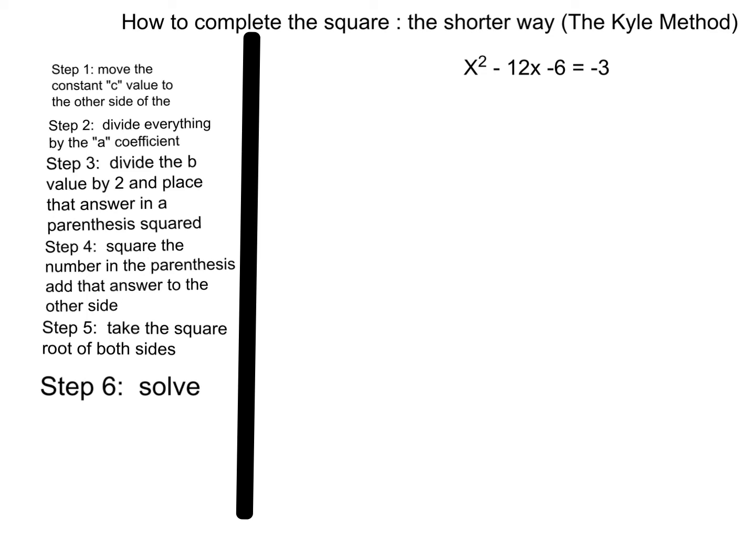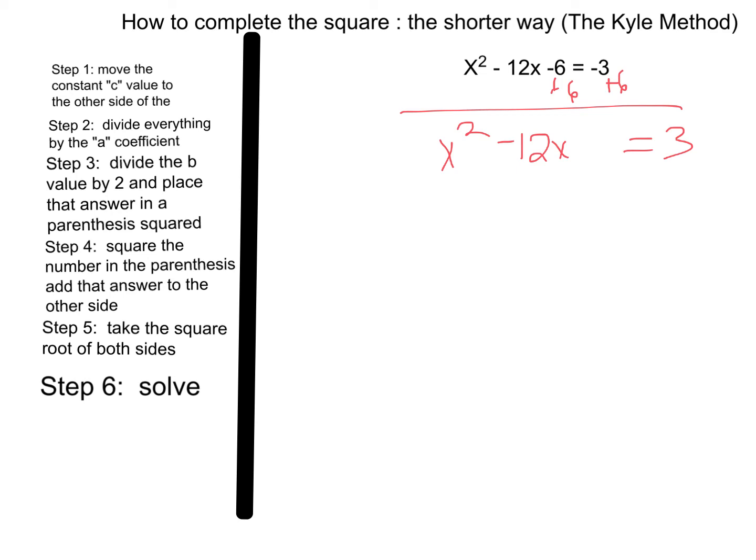Alright, are we ready? Alright, so let's begin. Okay. So again, first thing I'm going to do is move the constant. So plus 6. X squared minus 12x equals 3. Okay. Now, from here, divide by the lead coefficient. Well, again, my lead coefficient is 1. So it's not going to do anything when I divide everything by 1, so I don't have to worry about it.